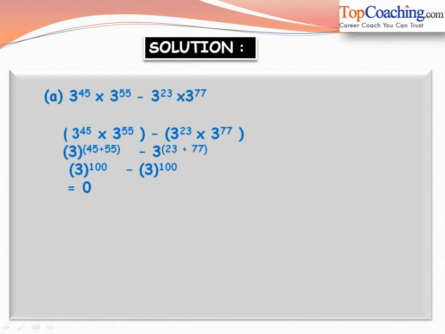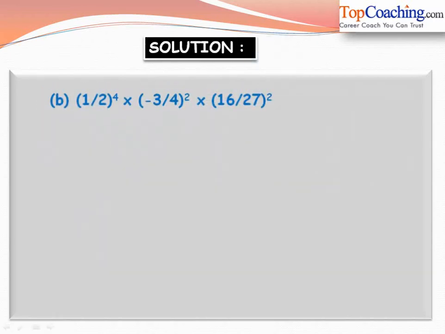So this would be equal to 3 to the power of 45 plus 55 minus 3 to the power of 23 plus 77. Now 45 plus 55 is 100, and also 23 plus 77 is equal to 100. So this equals 3 to the power of 100 minus 3 to the power of 100, and thus the final answer is equal to 0. Let's solve the second part.